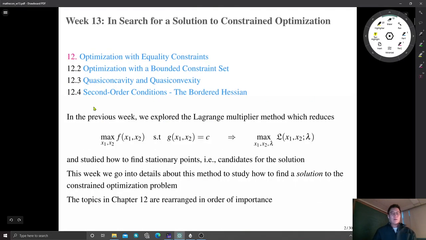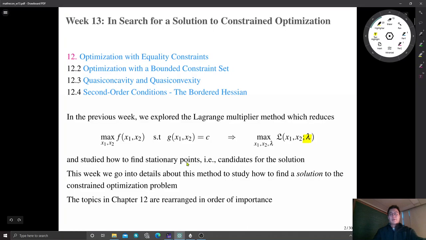So this week, I'm going to talk about chapter 12, that is about constraint optimization. In the previous week, we initiated our study of constraint optimization. We studied the main analytical tool for this kind of question, the so-called Lagrangian multiplier method. This method translates the constraint optimization into unconstrained optimization using this artificial variable, lambda, which we refer to as the Lagrangian multiplier. In the live lecture last week, we studied how to construct the Lagrangian from the given constraint problems and how to find the stationary points.